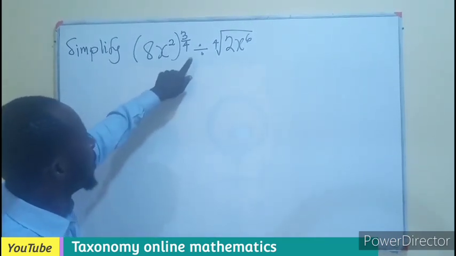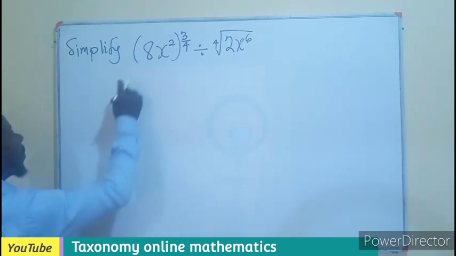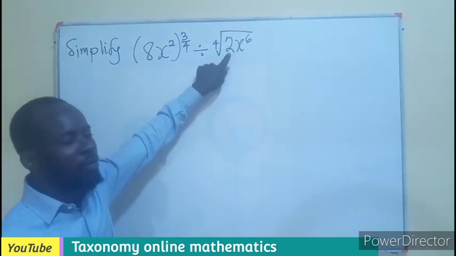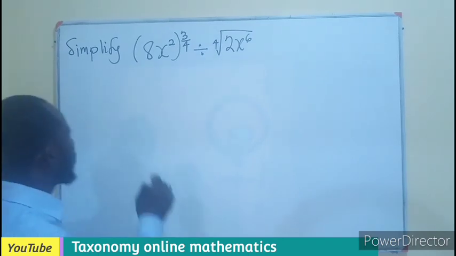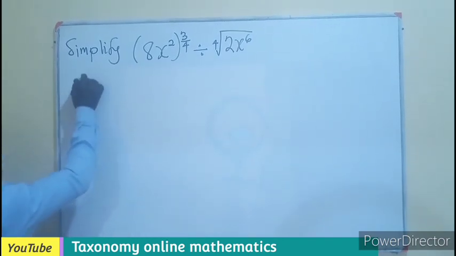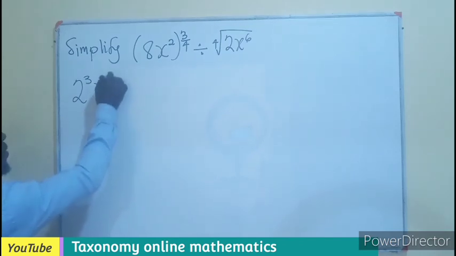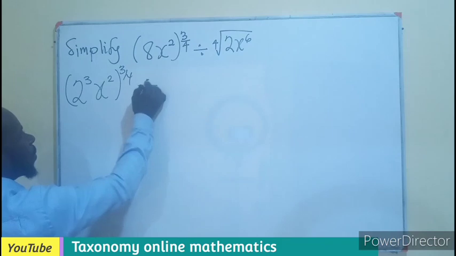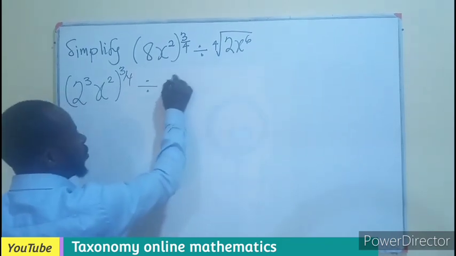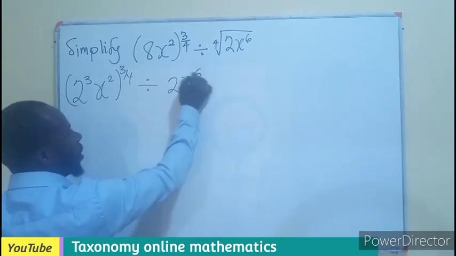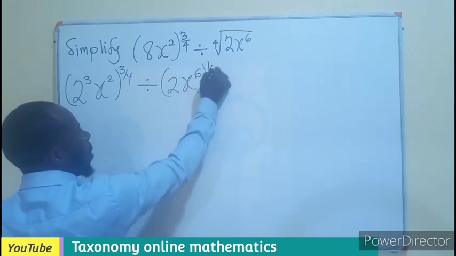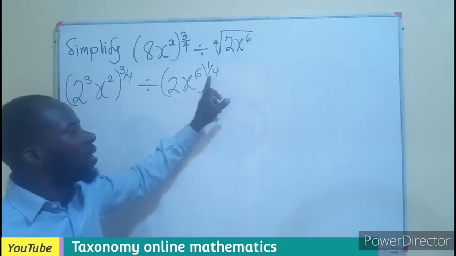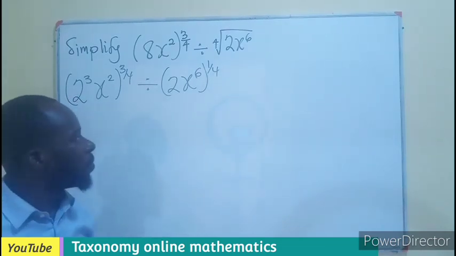So in this case we are going to have 8. We can still reduce 8 to the base of what? 2. So that will give us 2 exponent 3, x exponent 2, divided by this, which becomes 2x exponent 6, all to the power 1 out of 4. We know the fourth root is just 1 out of 4 exponent.